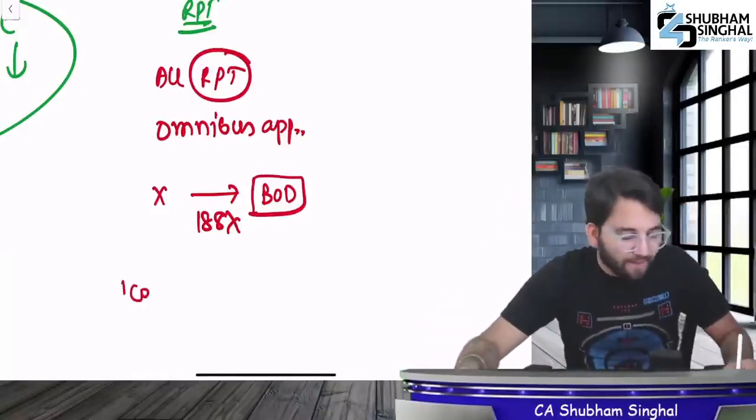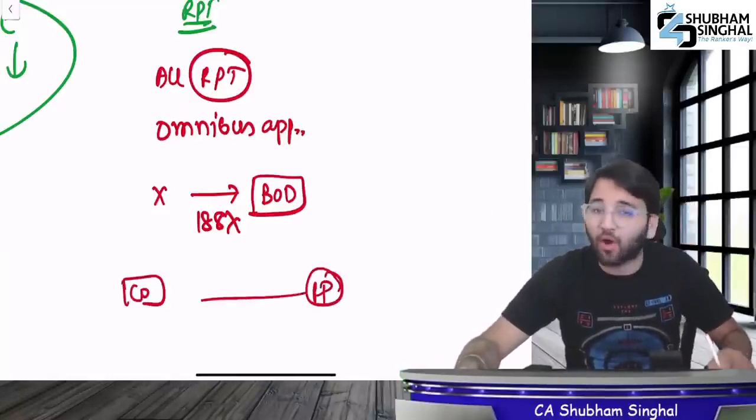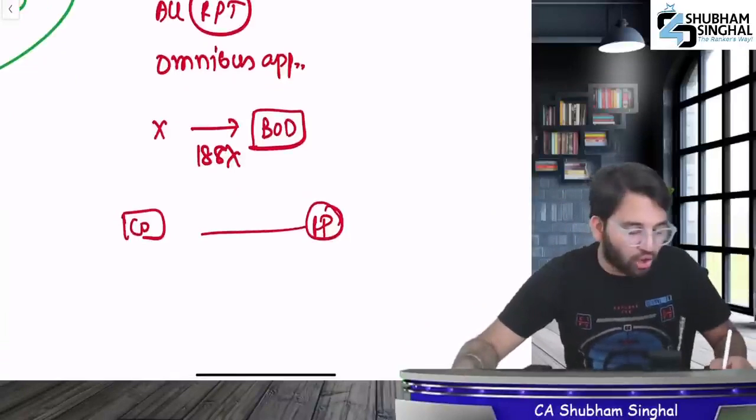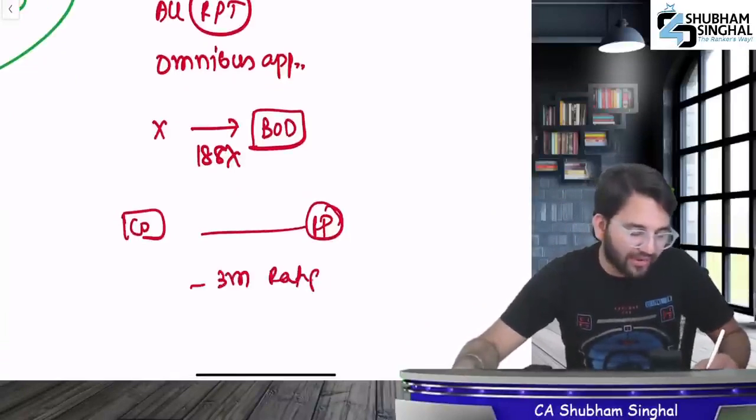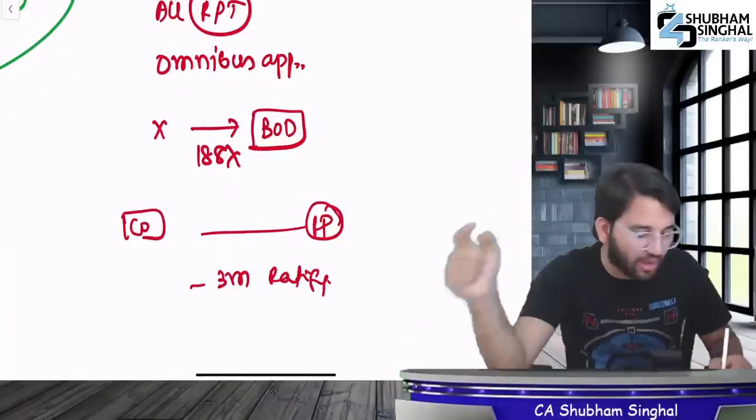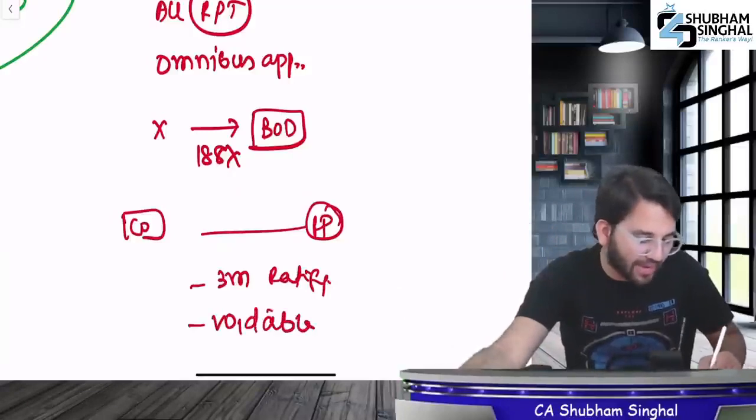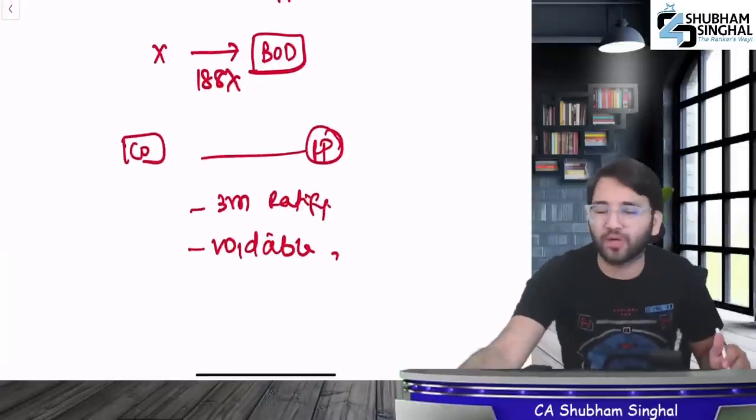Let's say a company has entered into a related party transaction without the audit committee's approval. The law says to get it ratified within 3 months. If it's not ratified within 3 months, what option does the audit committee have in that case? It shall be voidable at the option of the audit committee.